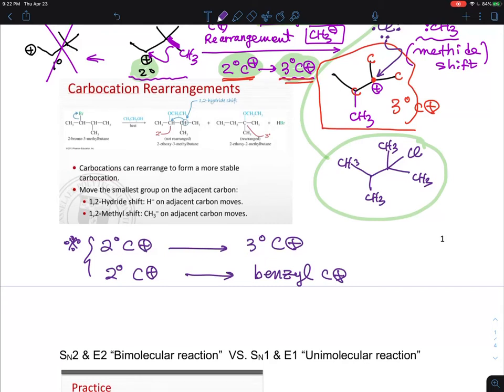So let me draw the benzyl. Benzene is this, right? Benzyl is the extra carbons on there, and this is where the carbocation is. So CH2, I guess a C, 1, 2, 3, CH2. Okay, so this is the benzylic carbocation position.